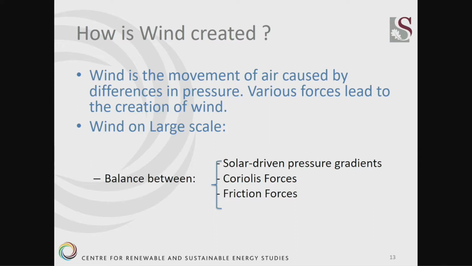How wind is created. Wind is the movement of air caused by differences in pressure. Air moves from a high pressure to a low pressure system. Various forces in the atmosphere can lead to the creation of wind. On a large scale, wind is created by the balance between solar-driven pressure gradients, Coriolis forces, and friction forces, among other.